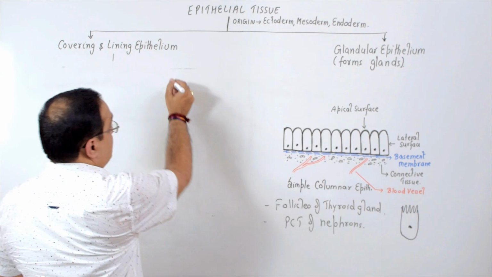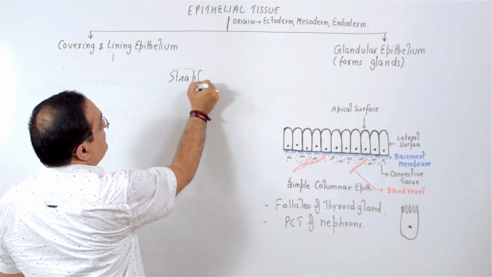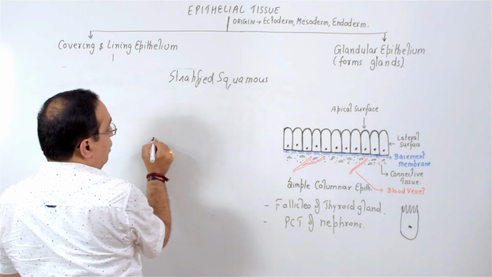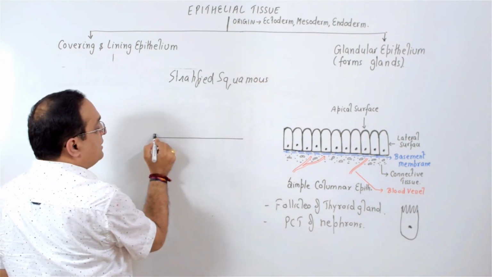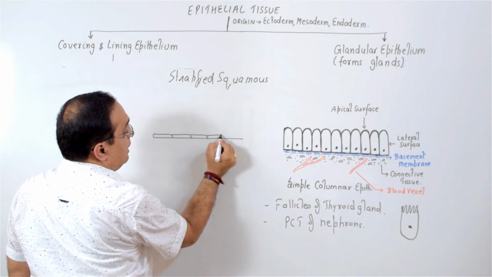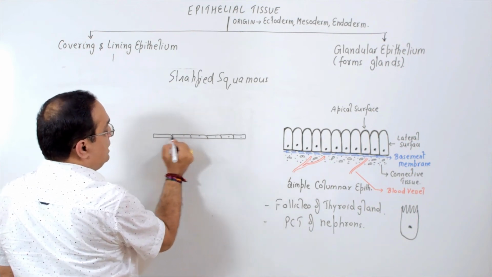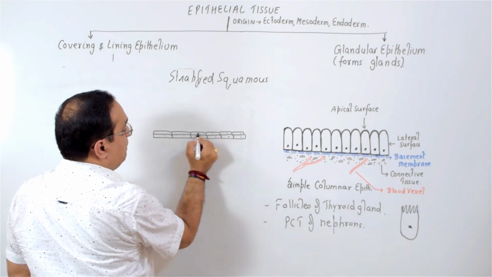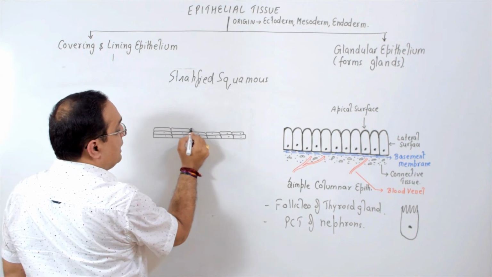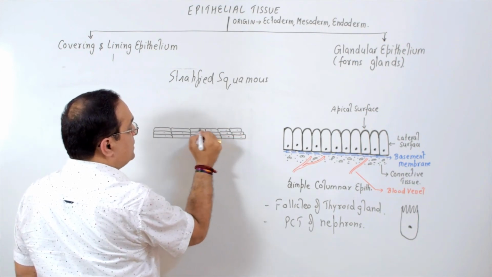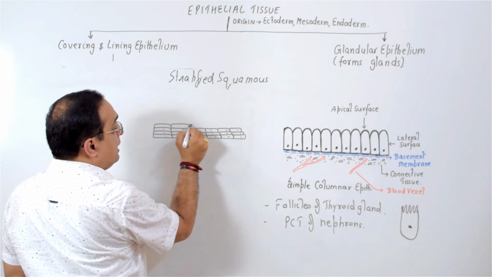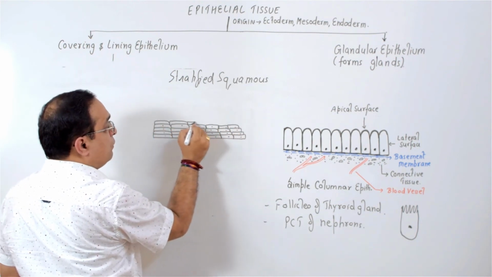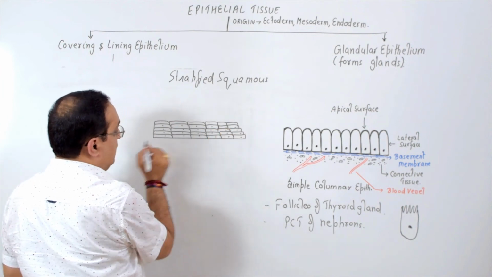Let's first discuss stratified squamous. The stratified squamous can be further of two types, keratinized and non-keratinized. In case of keratinized epithelium, the cells of the superficial layers have a protein called keratin. Keratin is a tough, fibrous, waterproof protein. If the cells of the topmost layers do not have keratin, we call it non-keratinized epithelium.